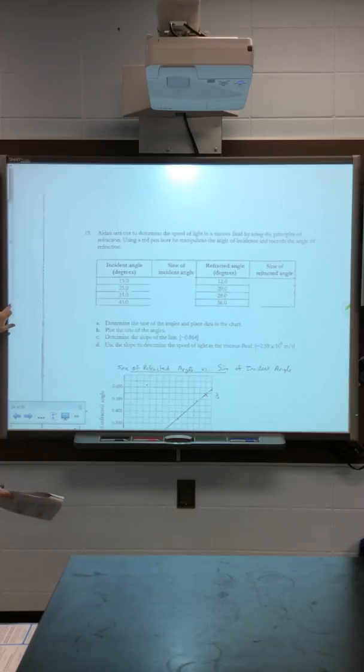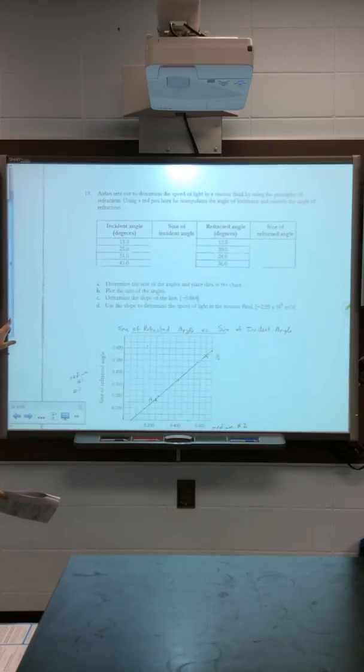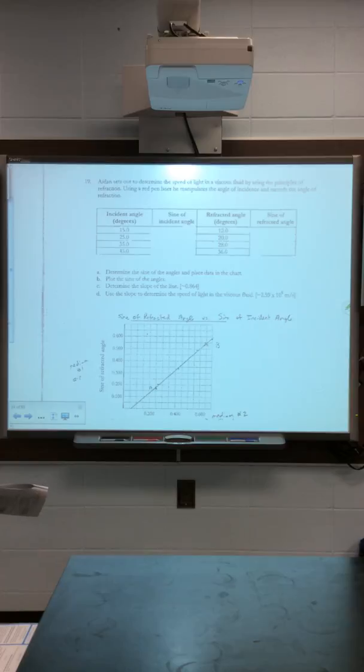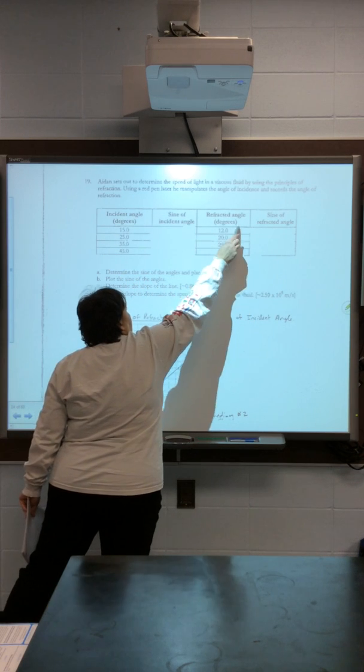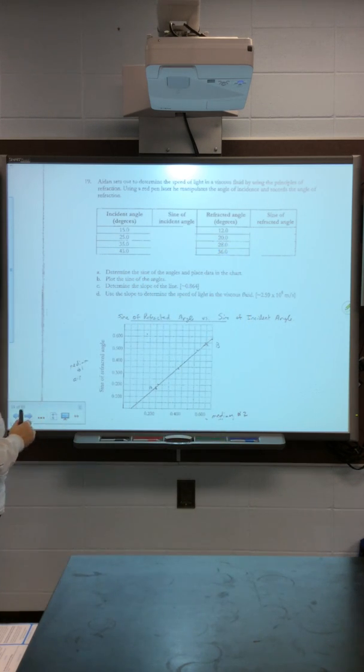So here's another way of figuring out index of refraction and various parts of Snell's law. Aidan sets out to determine the speed of light in a viscous fluid by using the principles of refraction. Using a red pen laser, he manipulates the angle of incidence and records the angle of refraction. So these are incidence angles that he set up, and then he measured these angles of refraction.